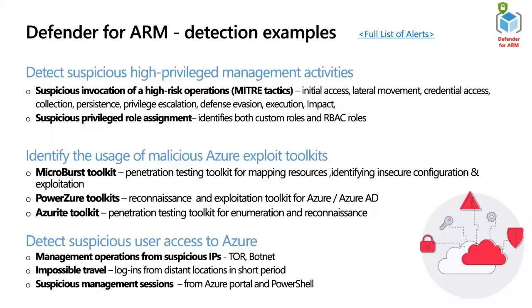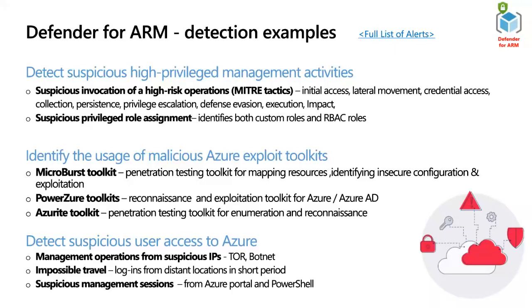Number one, we detect suspicious high privilege management activity, such as if you are a malicious persona and you gain access and you breach some sort of identity, whichever identity it is, then you can use that identity to generate and elevate privilege for yourself or other resources. That can be detected. We can also identify the usage of malicious Azure exploit toolkits such as Microburst or PowerShell.